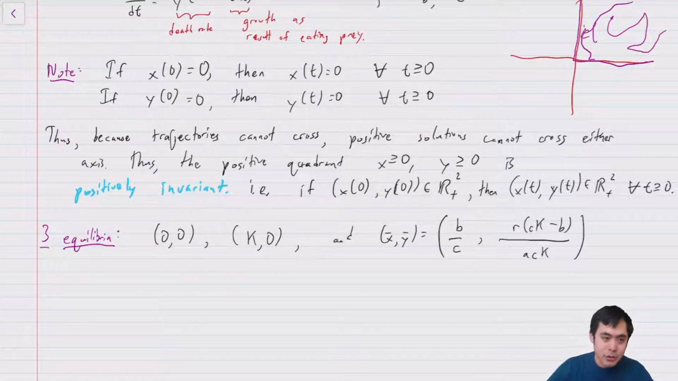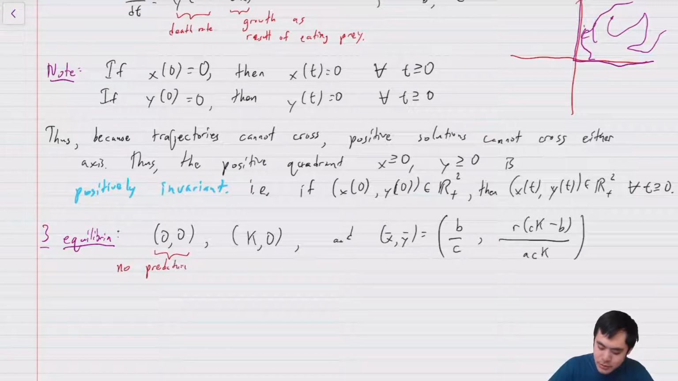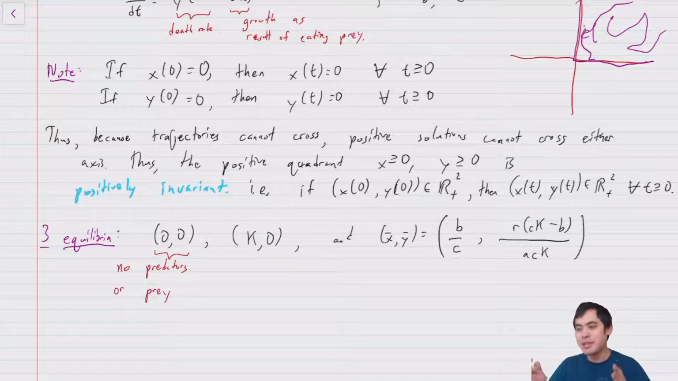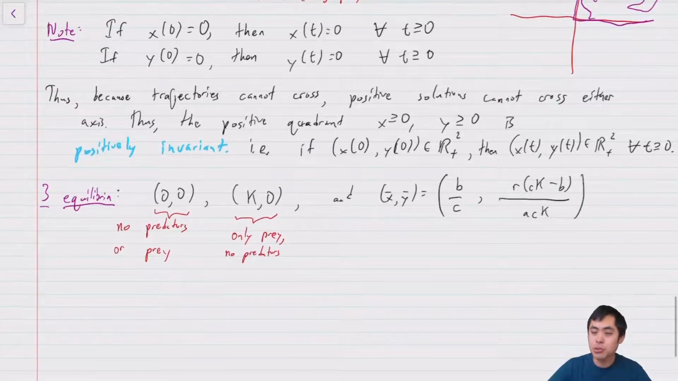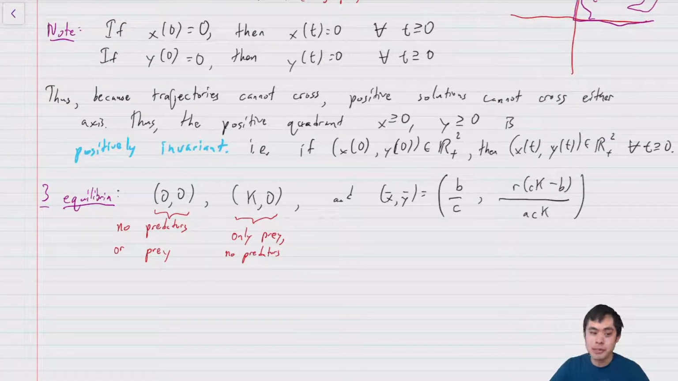Okay, we'll get to that in a moment, but first, this equilibrium is no predators or prey. If you have no animals in your system, you'll never have any animals in your system, and that's an equilibrium. This one is only prey, no predators, so this is the standard logistic growth equilibrium. If you're at your carrying capacity, you're not going to go up or down if you're just doing standard logistic growth. And the third equilibrium is the more interesting one, where you have some balance between predators and prey.